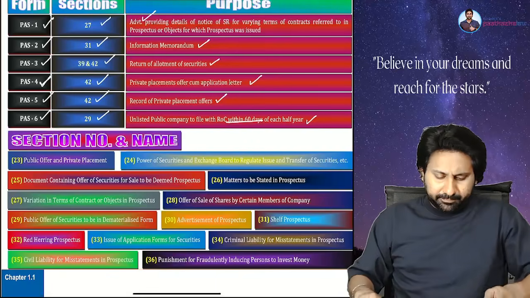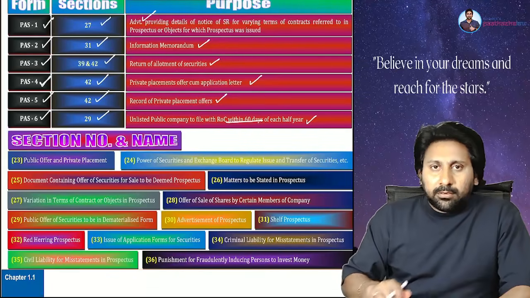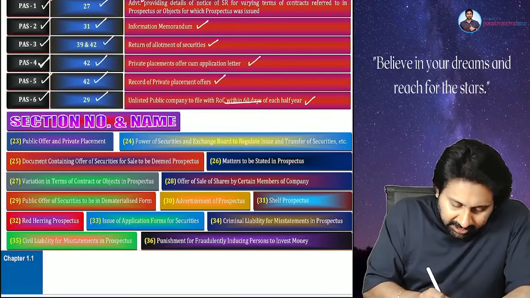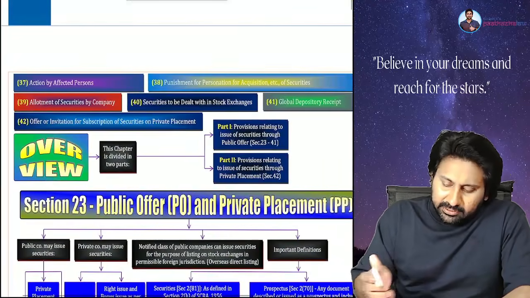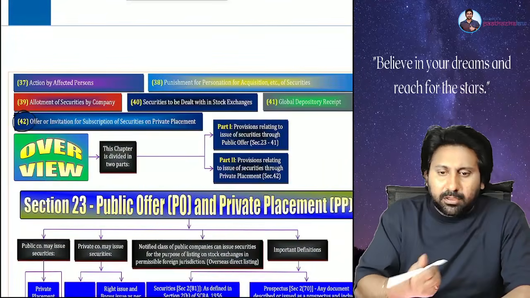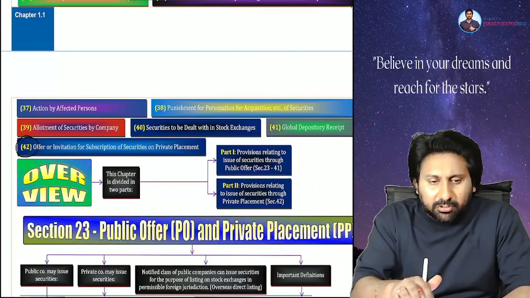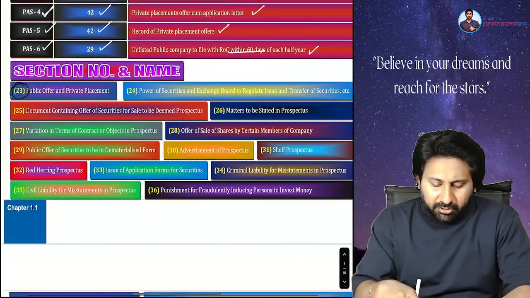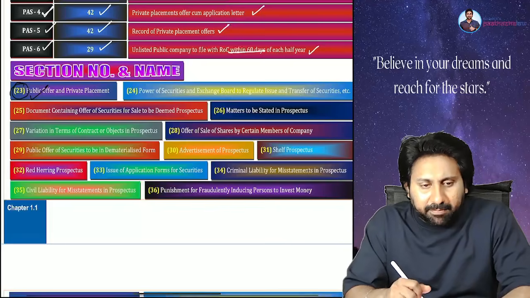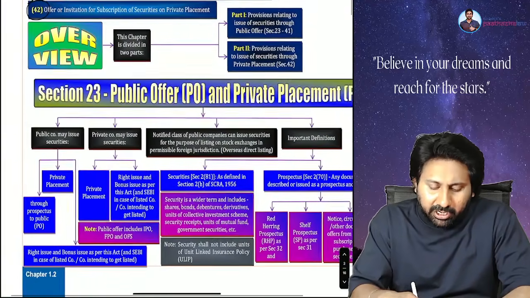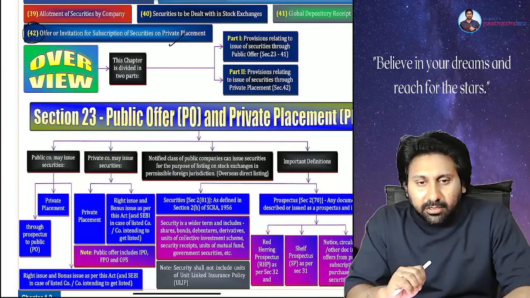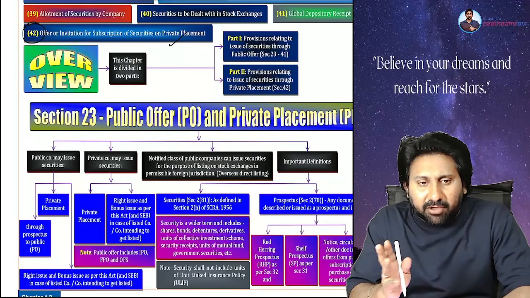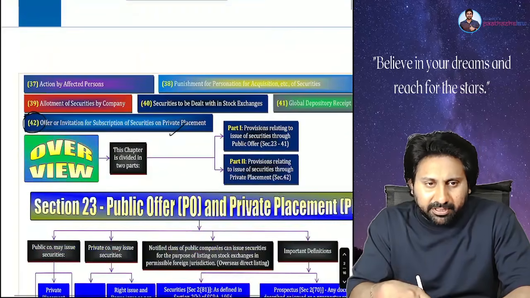See here. This chapter starts with section number 23 and ends with section number 42. Section 23 will be talking about the concept of public offer and private placement. Section 42 will be talking about the private placement offer. From there till then, there are so many aspects which we need to cover. So one by one, let us try to complete them.